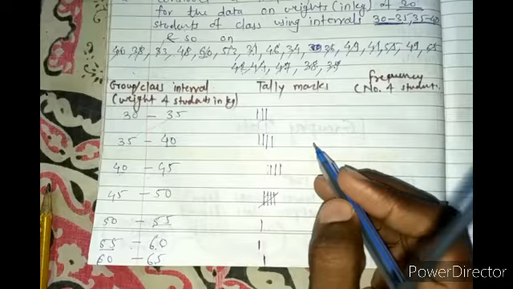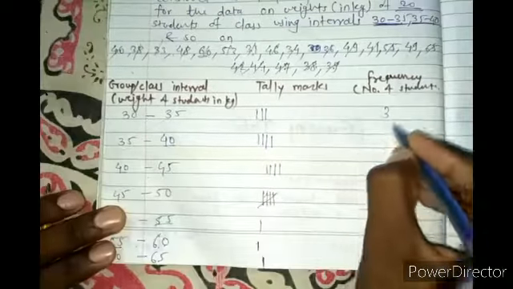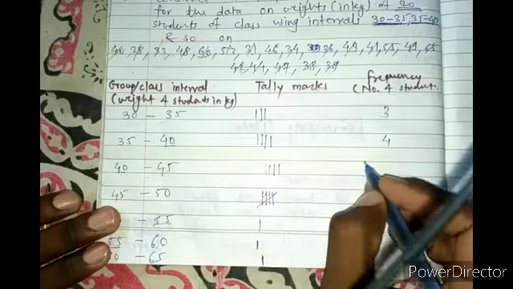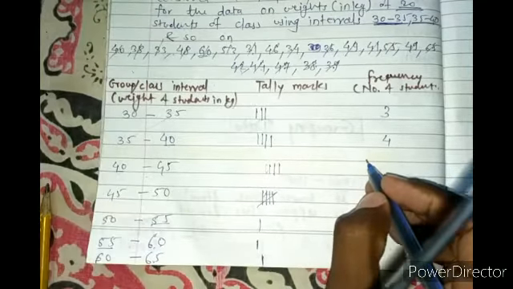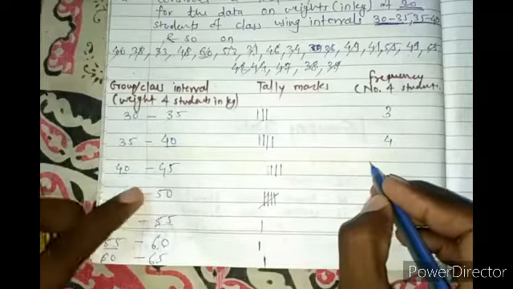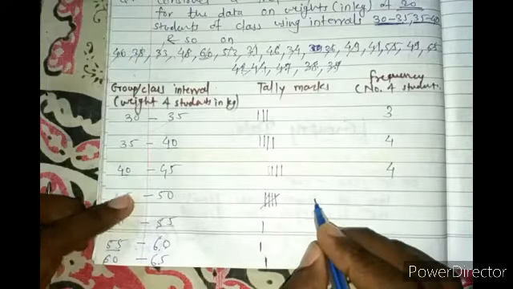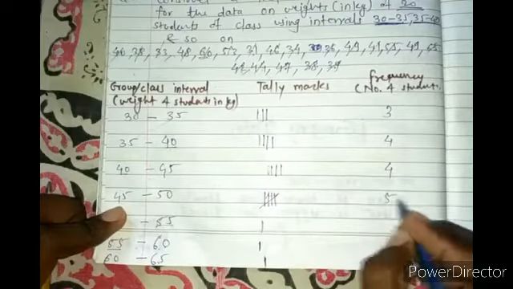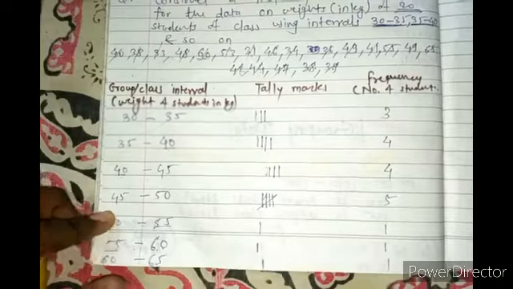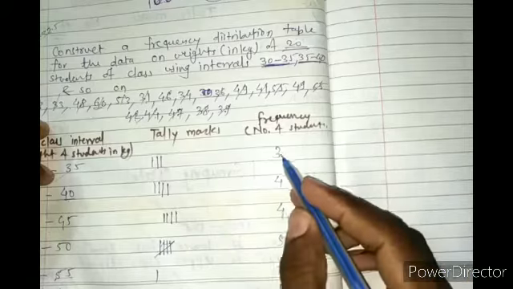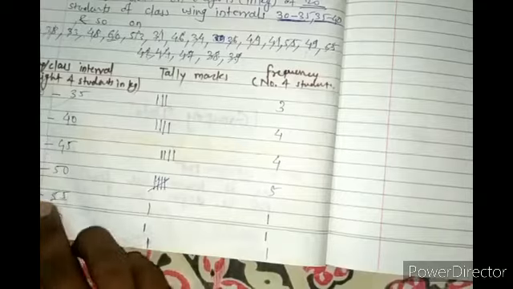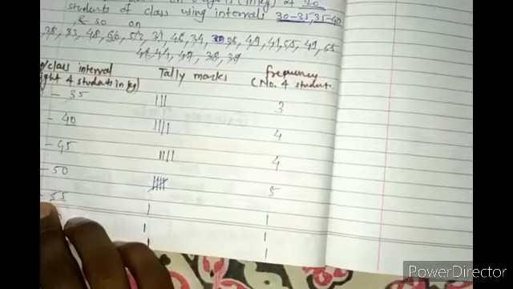Yes. Now write the frequencies of all of these. 3, 4, 4, 5, 1, 1, 1, and last is also 1. So in this way we will write the frequencies of all the tally marks of each class.